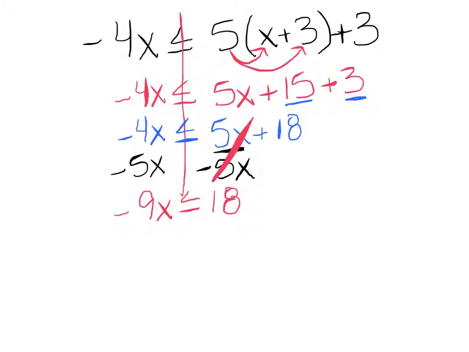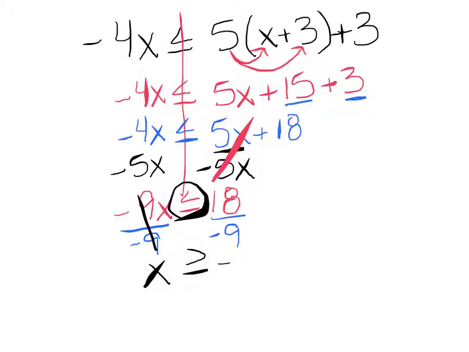Alright, now I'm not even going to bother to make my chart because I know you guys can tell me exactly what I need to do to solve this. Divide both sides by negative 9. Oh, what did I just do? Divided by a negative. What do we need to remember to do when we divide by a negative? Flip the symbol. So I'm going to flip that over. I'm going to be left with x on that side, and I'm going to be left with 18 divided by negative 9, which is negative 2.